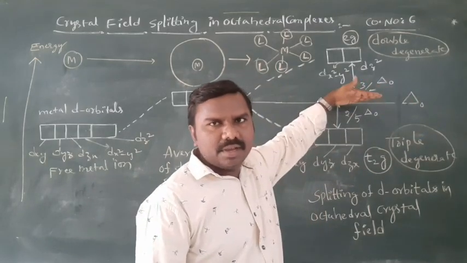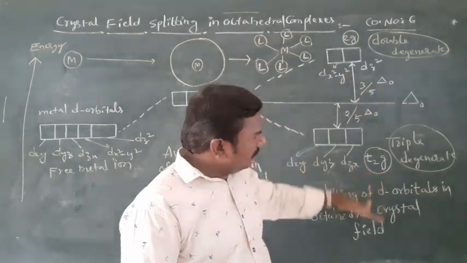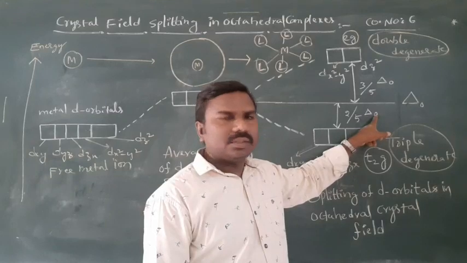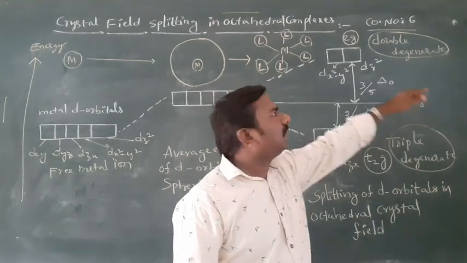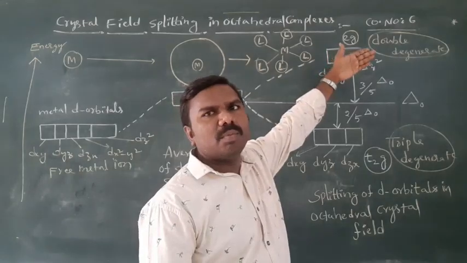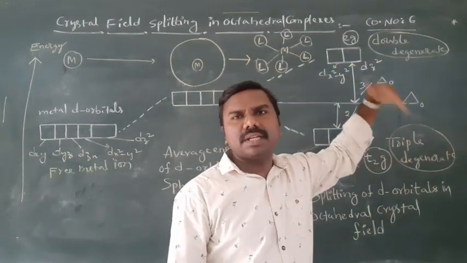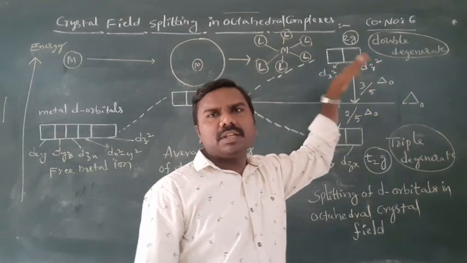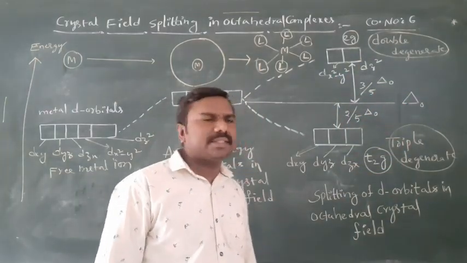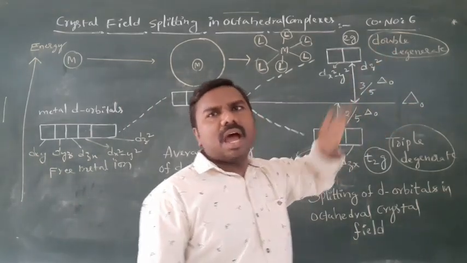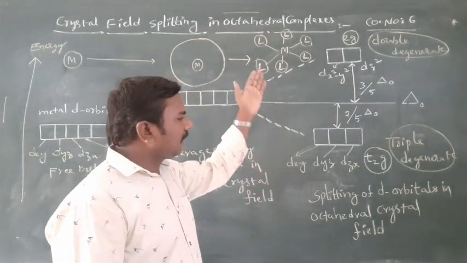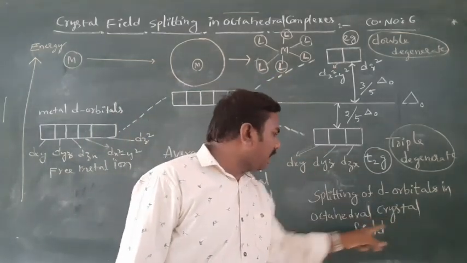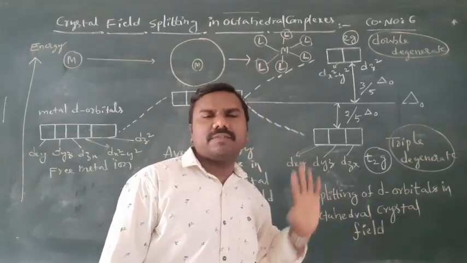Clear? After splitting, these will be lower energy, 2 by 5 times less than the average energy. These are 3 by 5 times more than the average energy of delta naught. 3 by 5 times more than average energy, 2 by 5 times less than the average energy. This is the crystal field splitting energy. This is nothing but splitting of d orbitals in an octahedral crystal field.